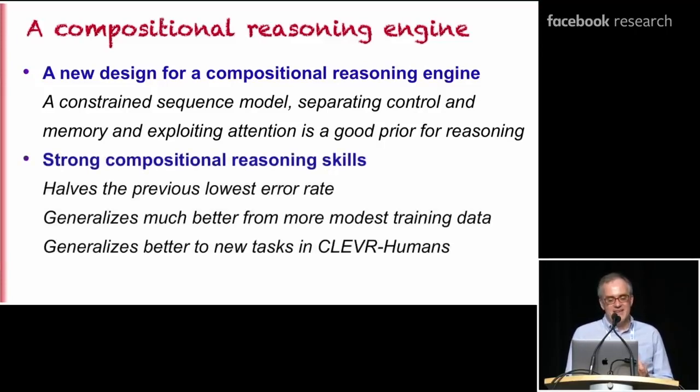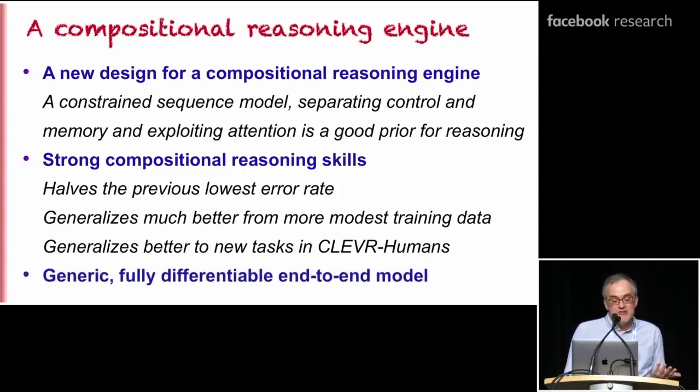And I've argued that it has strong compositional reasoning skills and the right kind of inductive bias to be able to do well in these kind of tasks. And it's practical as a generic, fully differentiable end-to-end model. Now, is this the one and only true answer as to how you could design a neural network more for reasoning? I'm sure it is not.